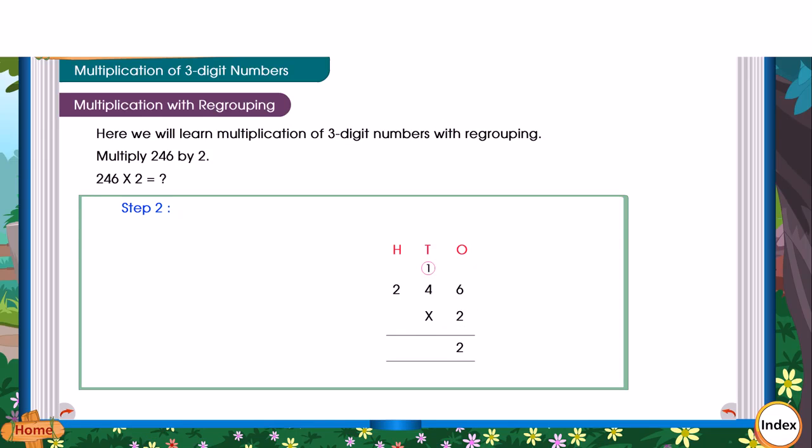Step 2. Multiply the tens and regroup. 2 into 4 is equal to 8 tens. 8 tens plus 1 ten is equal to 9 tens. Step 3. Multiply the hundreds. 2 into 2 is equal to 4 hundreds. Answer. The product of 246 and 2 is 492.